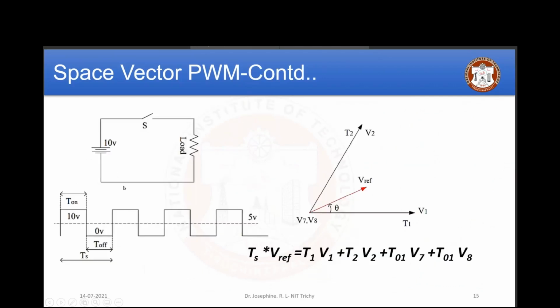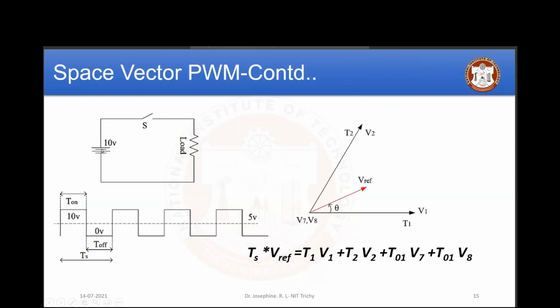As I said, let us enter into the concept. Suppose I have a switch, a source, and a load. If I move this switch continuously, assume 10 volt and again 0 volt, 10 volt and 0 volt, then based on the time for which I operate it, the corresponding voltage is going to come here.